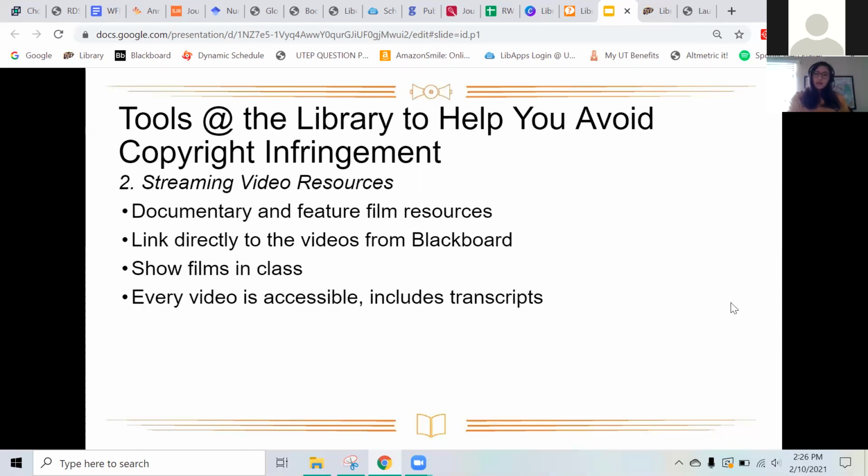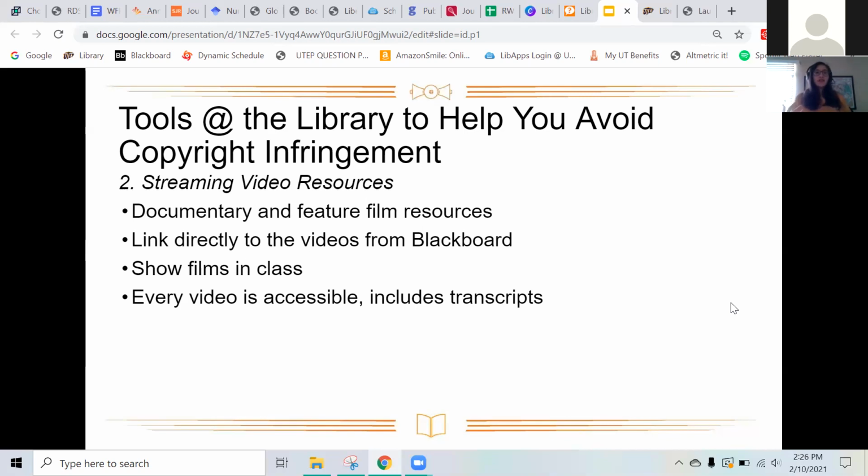The second tool I want to talk about is the streaming video resources that we have. In the same way that you might subscribe to Netflix or Hulu or HBO Max, the library also subscribes to streaming services, not those ones, different ones, that have educational films, documentary films, and we have a few products with feature films. You can use those in your teaching, and you can link directly to those videos in Blackboard.